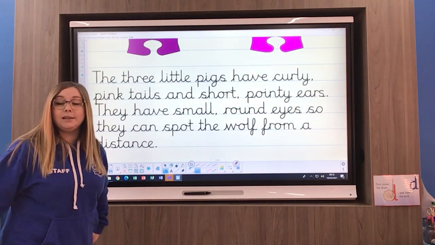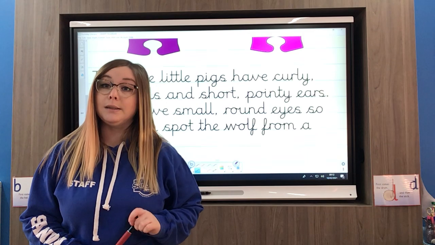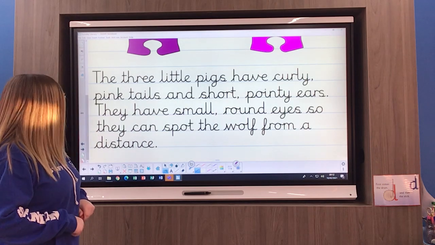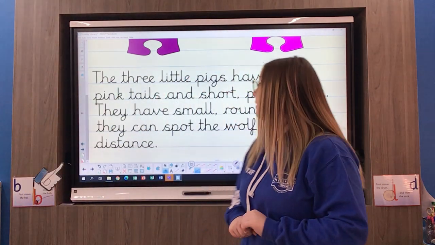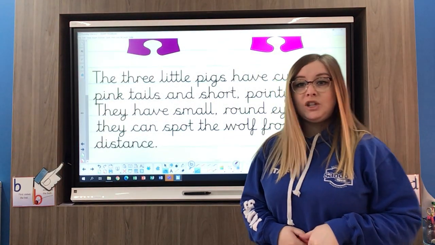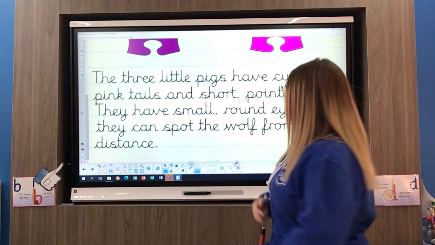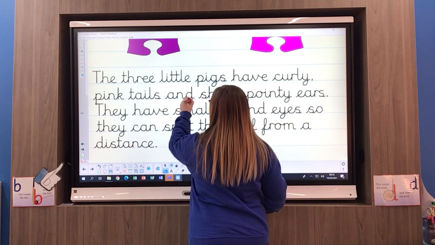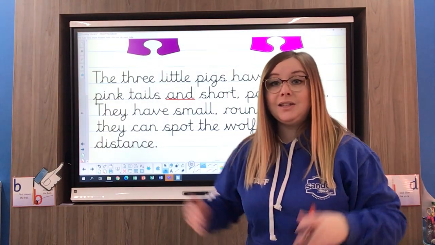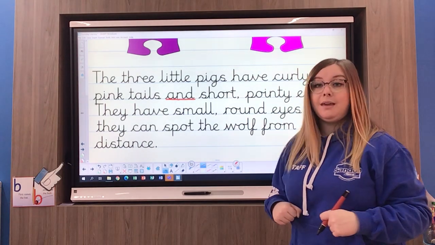Okay, so I've written some sentences about the 3 little pigs, just so you've got your own chance of writing sentences about the wolf. The 3 little pigs have curly pink tails and short pointy ears. Did anybody shout stop when I read that sentence? Okay, you should have, because I've spotted a conjunction, and the conjunction is and. I've made my sentence longer by using and. The 3 little pigs have curly pink tails.